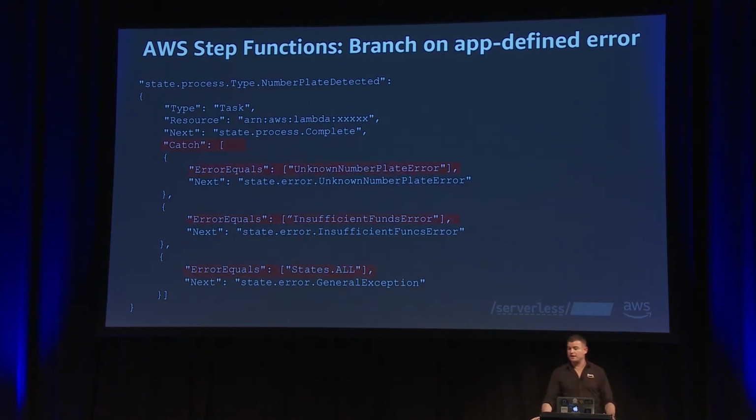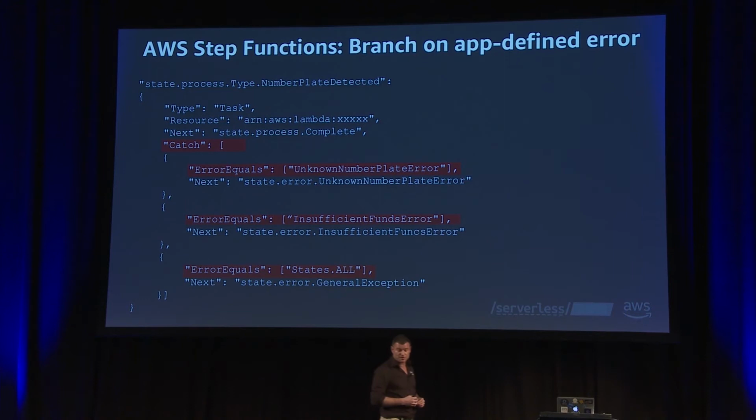Okay, so in that previous example I showed you how I was doing a retry with exponential backoff, but in this case, I want to branch if there is an error. So instead of using retry, I use the catch option. What this is basically saying is a collection of application-defined exceptions that can be thrown, and what the catch clause does is it says if the error happens to equal exactly unknown number plate, then it will branch to the next state, which is the state.error.unknown number plate error. Again, completely application-defined naming convention.